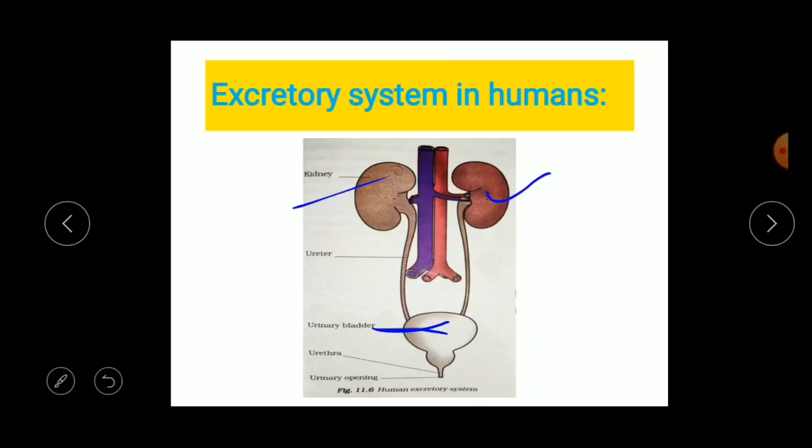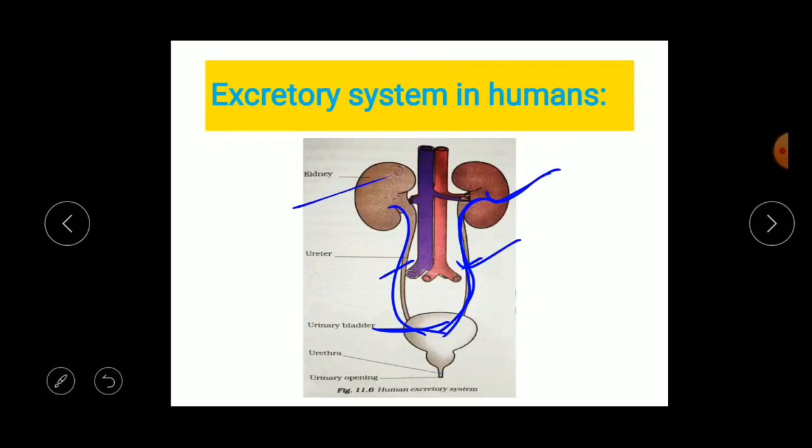Next is, what is this ureter? Can you see here? These are the two ureters. There are two tube-like structures which connect the kidneys and the urinary bladder. They allow urine to pass from the kidneys to the urinary bladder. It acts like a pipe. So this ureter allows the urine produced by the kidneys to pass from the kidneys to the bladder, and that urine will be stored in the urinary bladder.